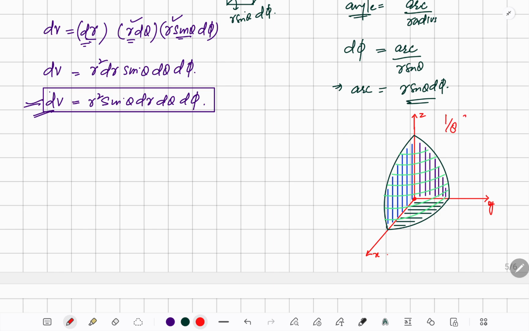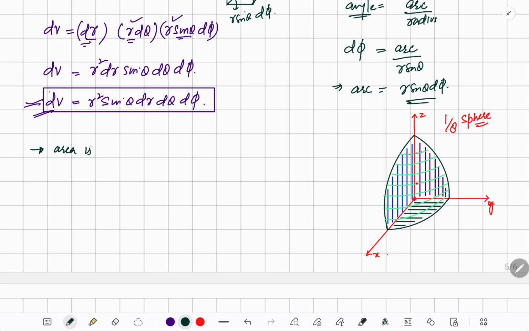Now see how many surfaces it has. It has 4 surfaces. One is the curved part, which I represent by these green lines. That is the curved outside surface of the orange. So basically, you see it has the direction of r.